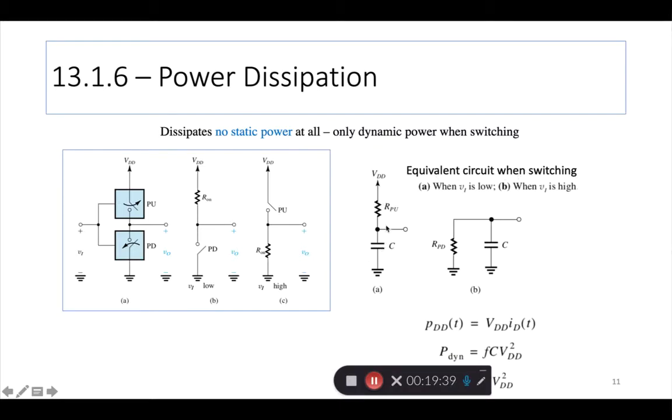Equivalent circuit when switching. When Vi is low, it looks like this, it's an RC. When Vi is high, also it's an RC, but now whatever was in the capacitor is flowing into the resistor. Here, the power comes from the battery; here, power comes from the stored energy in the capacitor.